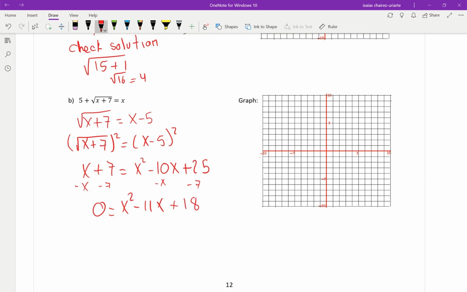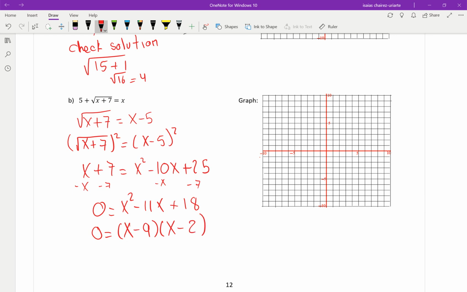Okay, so now I gotta solve a quadratic equation. I could use the quadratic formula, but let's see, can we get away with factoring? Can you think of two numbers that multiply to 18 and their sum is negative 11? Well, I think negative 9 and negative 2 are good choices and fit the bill. So this factors as x minus 9 times x minus 2.